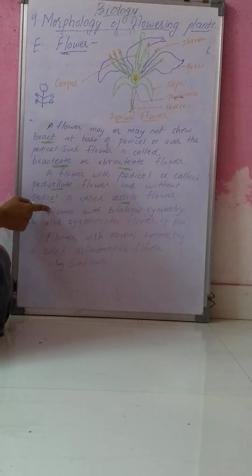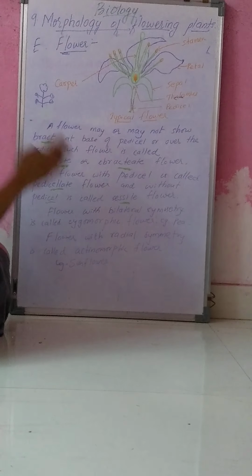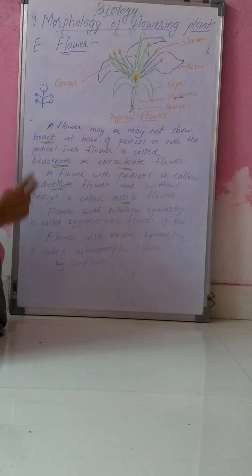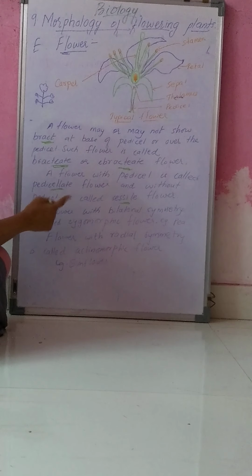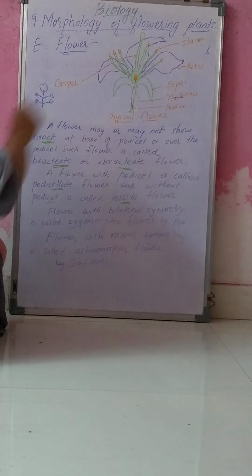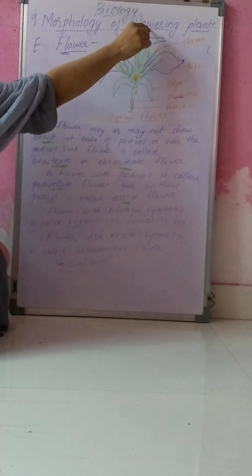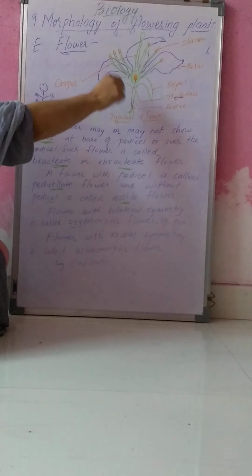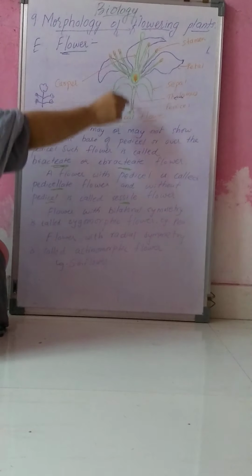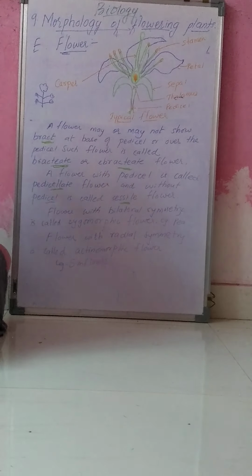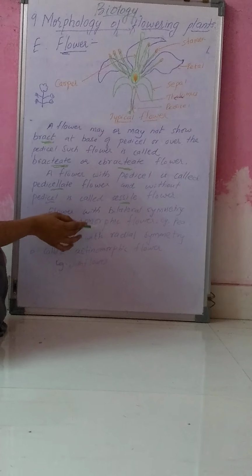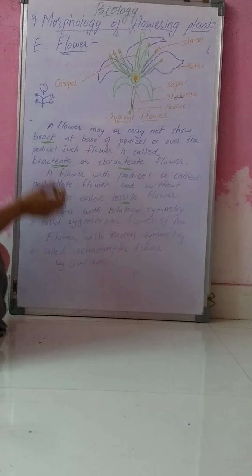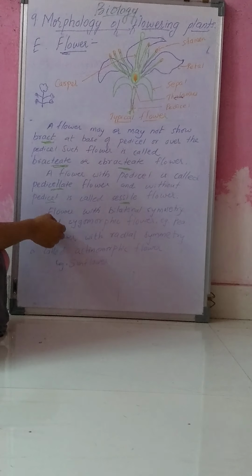Then flowers with bilateral symmetry. Bilateral symmetry means we can cut the flower into two equal parts. If we cut the flower into two equal parts, that type of symmetry is known as bilateral symmetry. So for example, if I cut from the upper part to the lower end, we can cut the flower into two equal halves. That type of symmetry is known as bilateral symmetry, and the flower is known as zygomorphic flower.